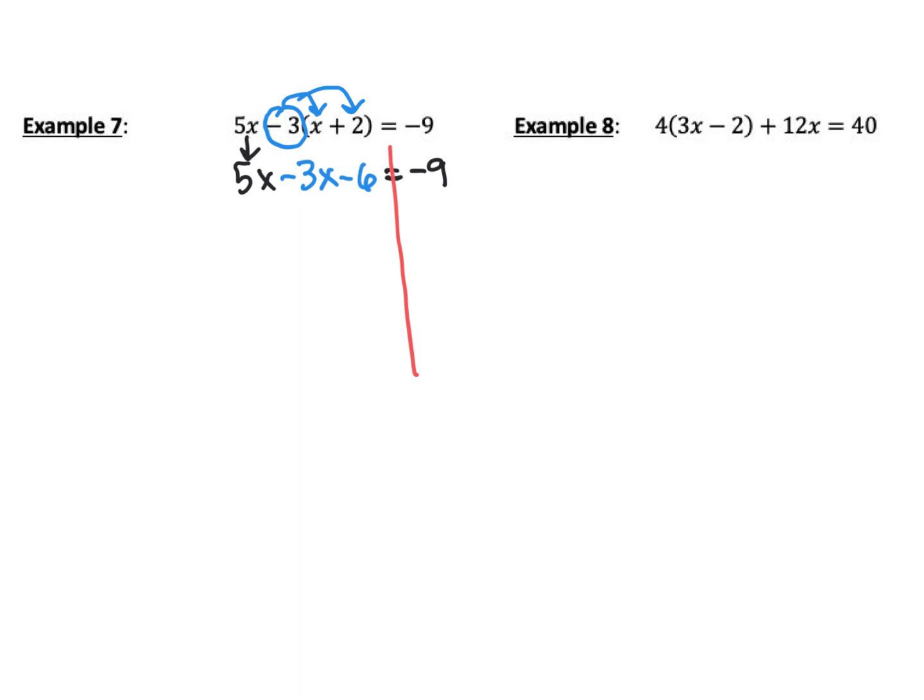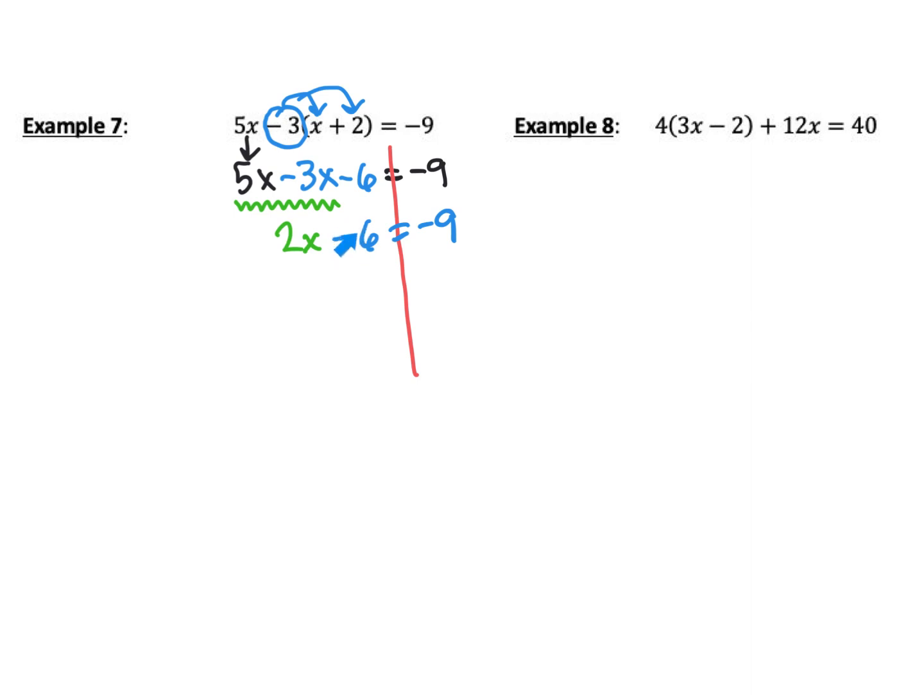Next, I want to actually combine like terms. So notice how I can combine these two together on the left-hand side. 5x minus 3x is 2x. And then we have minus 6. Actually, let's put that in the same color, showing that we didn't actually change anything. So minus 6, equals negative 9. So those just came down.